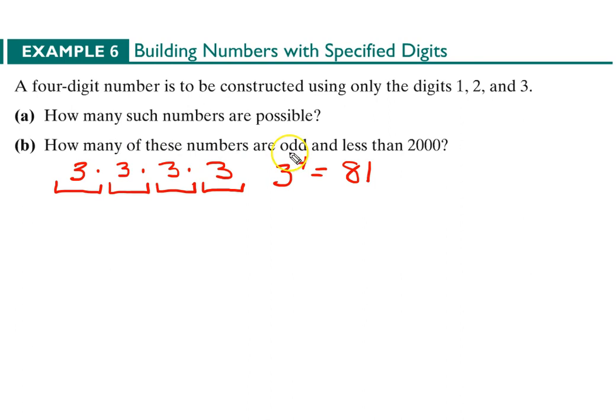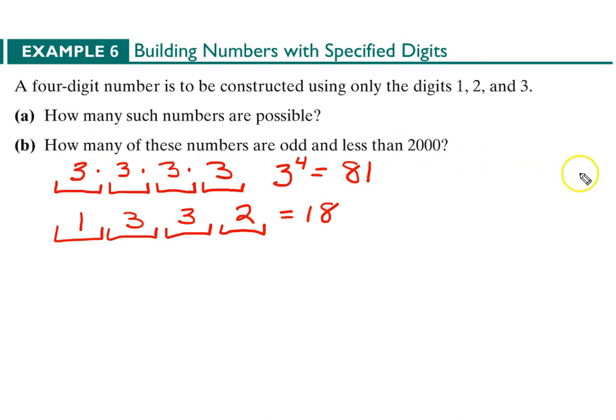How many of these numbers, if they were odd and less than 2,000? So again, setting it up, still going to be 4 digits, but it has to be odd. So of these, there are 2 possible odds. So there's 2 in this position. Here there are no restrictions in these positions, but it has to be less than 2,000. So our first position is going to be a 1. So 3 times 3 is 9, times 2 is 18 for letter B.